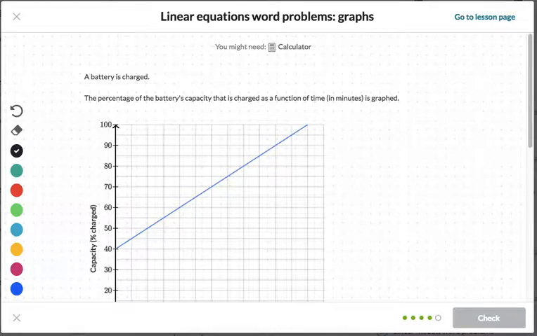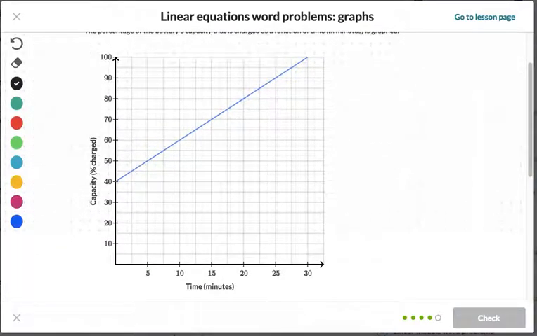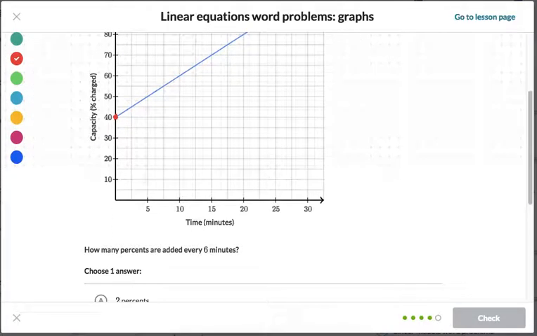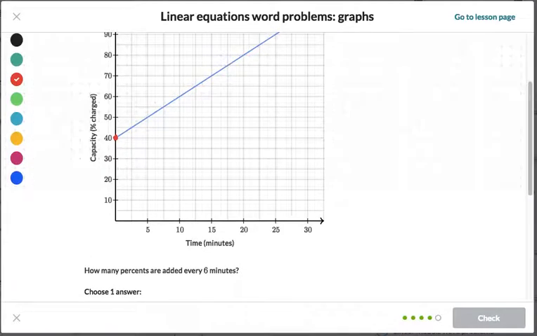So we can tell here, looking at this one, that at zero time, right here, there was 40% of the battery charged. So the battery was not fully discharged when we started charging it. It already had 40% of battery life in it, and it looks like every 5 minutes we're getting an extra 10% battery life. Okay, so here's our function right here showing it, and what we're going to be asked at this point is how many percents are added every 6 minutes.